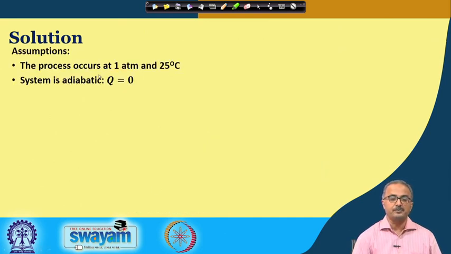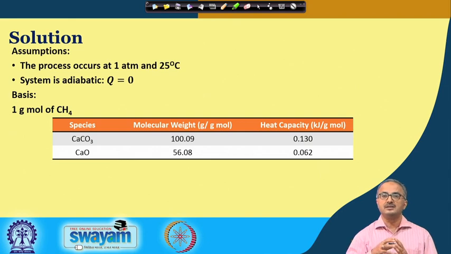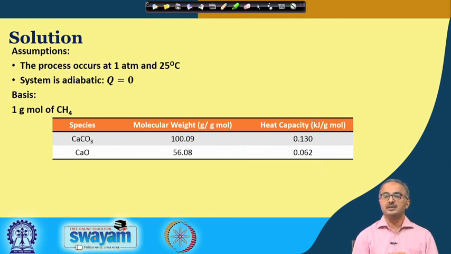Now, the assumptions are the process occurs at 1 atmosphere and 25 degrees centigrade, system is adiabatic, so Q is 0, and neglecting other terms like change in kinetic energy, change in the potential energy, and there is no work done. So, we shall be arriving at the total change in the process will be simply the change in the enthalpy of the product stream minus the change in the enthalpy of the raw materials.